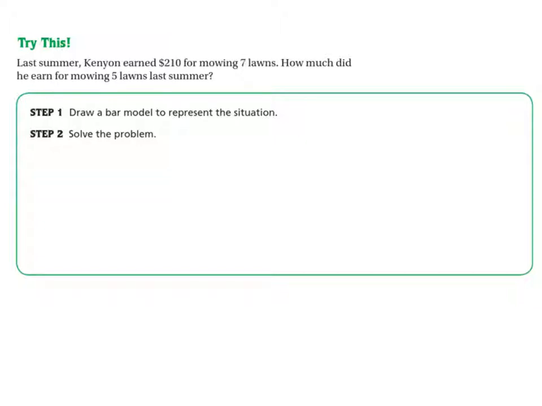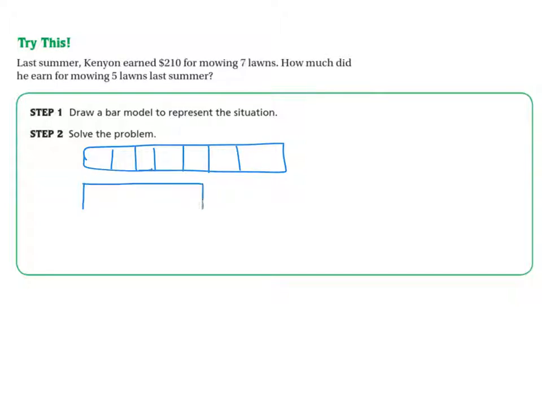Okay, now this is how I would set it up for the bar model. So Kenyon earned mowing 7 lawns. 1, 2, 3, 4, 5, 6, 7. And then we need to know how much he earned for 5. So it's actually going to be a smaller number than $210 because this one was $210. Okay, so it's going to be less than $210, not quite less than half, so it'll be more than $105.